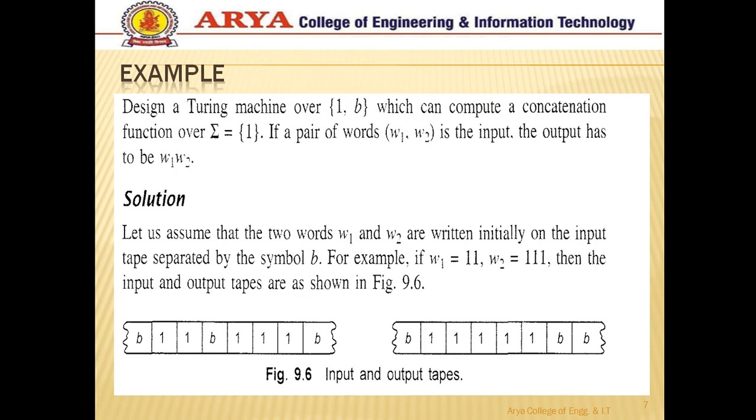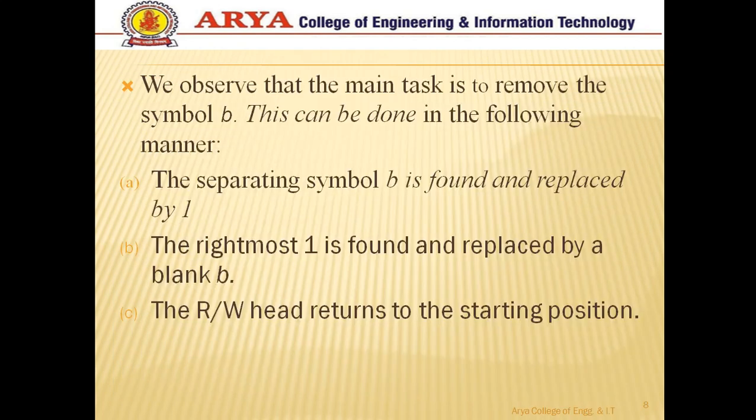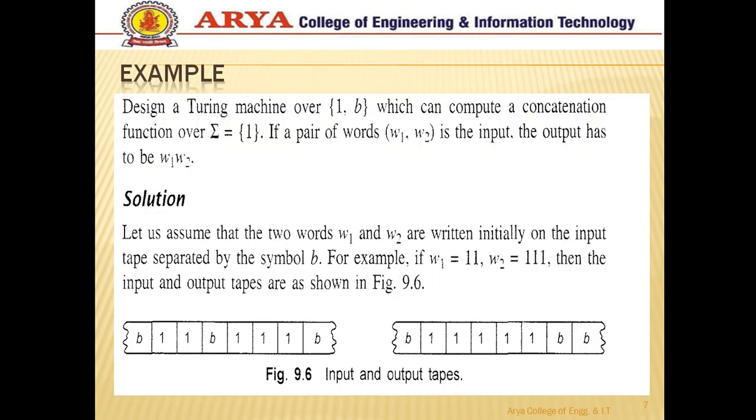So in this diagram we can define this. This is the concatenation of two strings, as in the first diagram, that is b 1 1 b 1 1 1 b. That means we can combine two input strings using the blank symbol, and we have to find the final answer. We have observed that the main task is to remove the symbol b, because b is the extra symbol. If this b is replaced by 1, we get five 1s, which is the final answer for this.